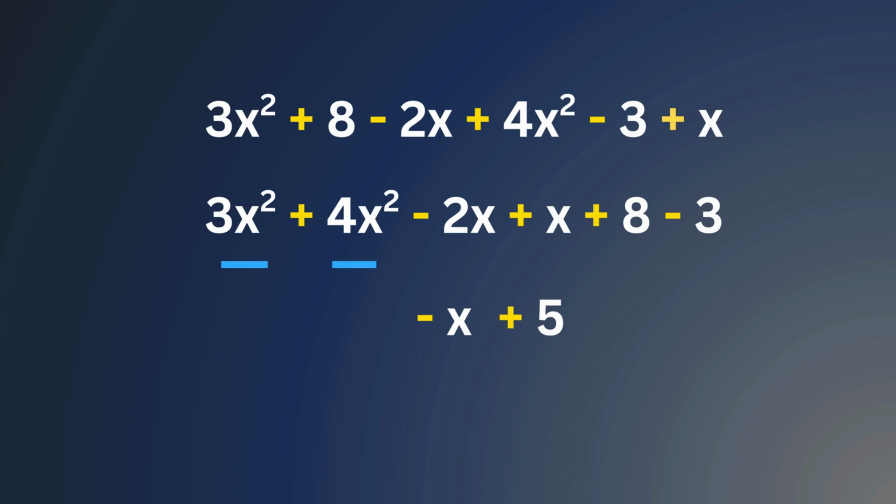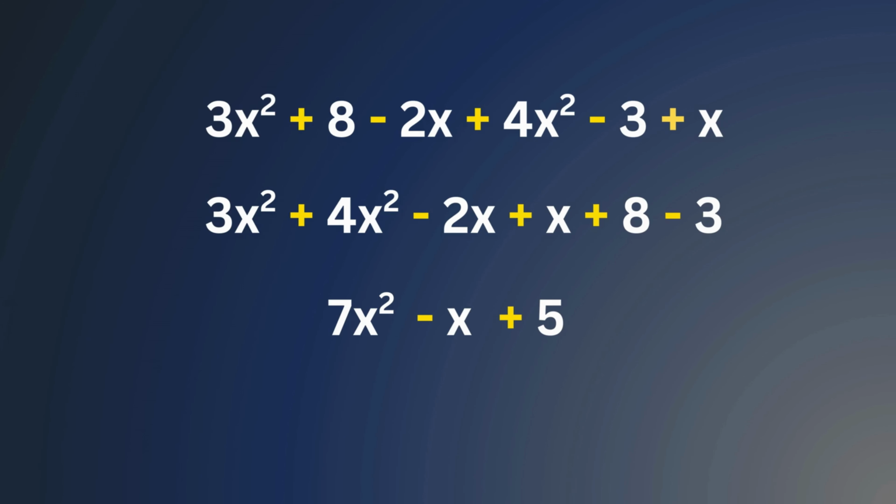We also have 2 different second-degree terms that can be combined too. 3x squared plus 4x squared gives us 7x squared. So our polynomial has been simplified from 6 terms to just 3 terms: 7x squared minus x plus 5.